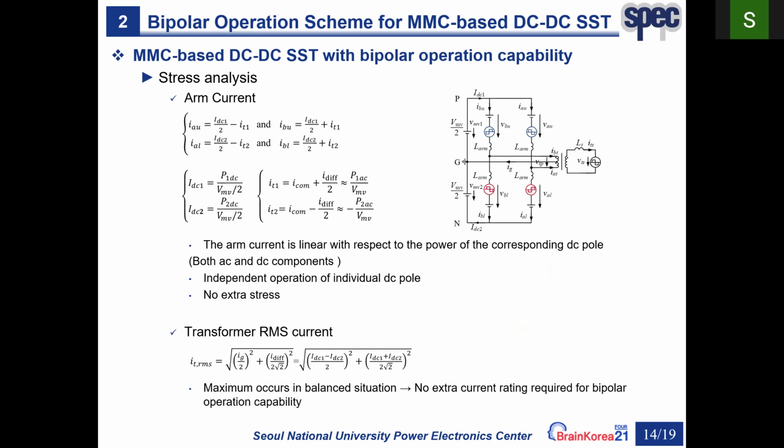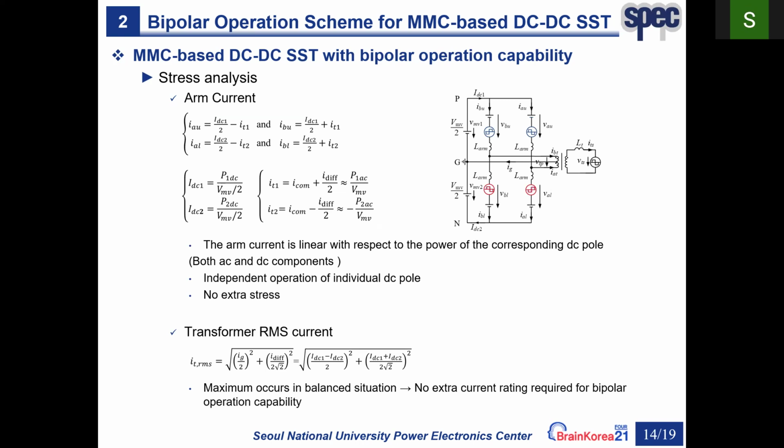Another thing of concern is whether its bipolar operation scheme results in a penalty of increased arm current stress on the power semiconductor devices and transformer. As shown in the first equation, the arm currents of the MMC on the primary side include both AC and DC components. From the previous analysis of the DC power, the DC component of each arm current is proportional to the power of the corresponding pole.